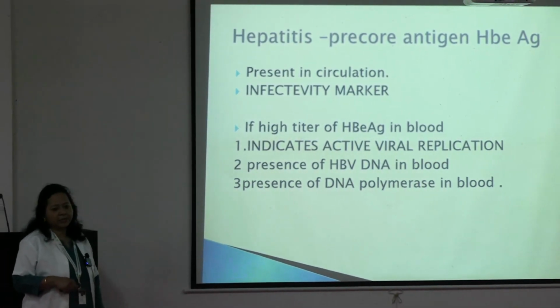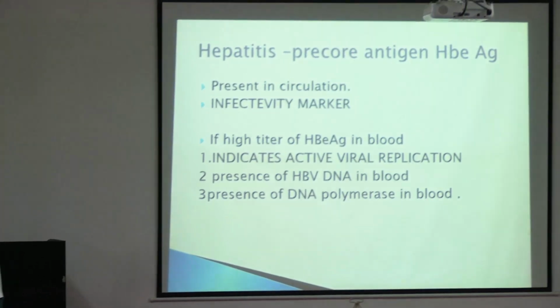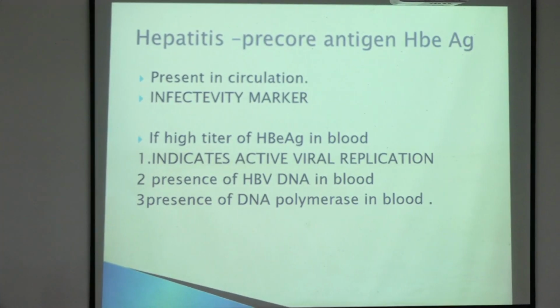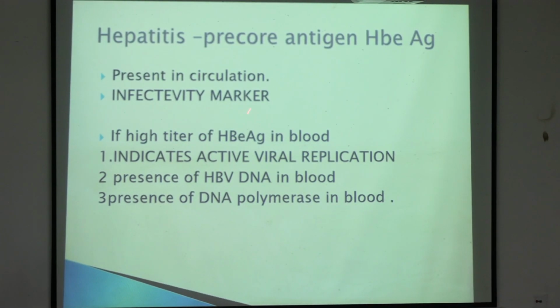Now, pre-core antigen is HBeAg. This is a very important antigen. Okay, HBeAg. And what does it determine? That is important. This is asked. What do you understand if a patient has HBeAg or has anti-HBeAg? Okay, you have to know that. So it is the infectivity marker present in the circulation. So this also you can detect, as it is in the blood, it circulates. And it is an infectivity marker.